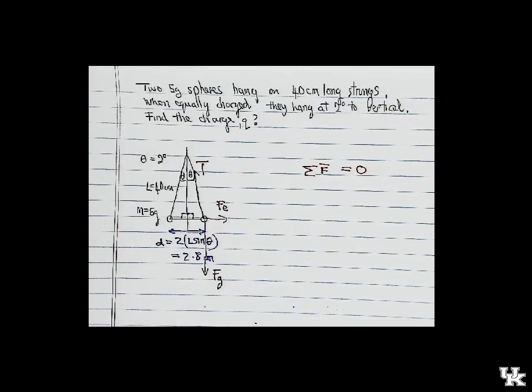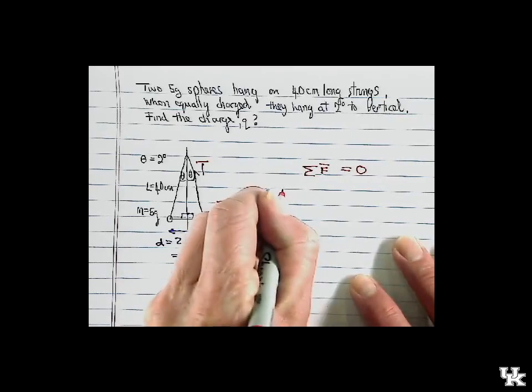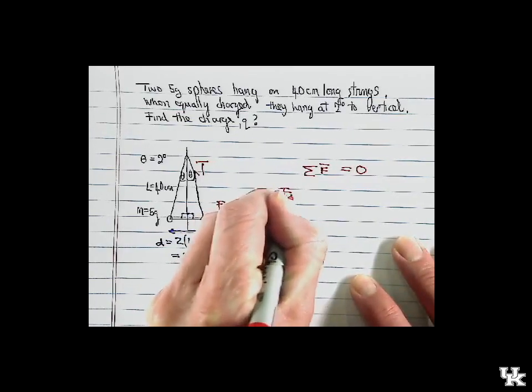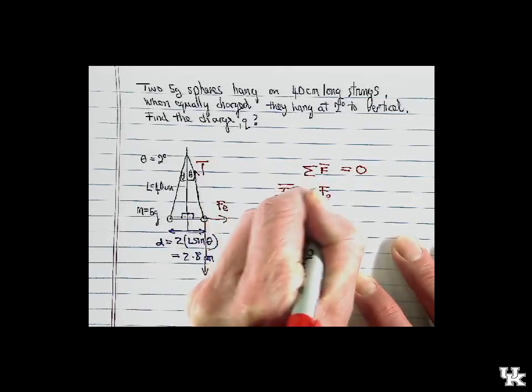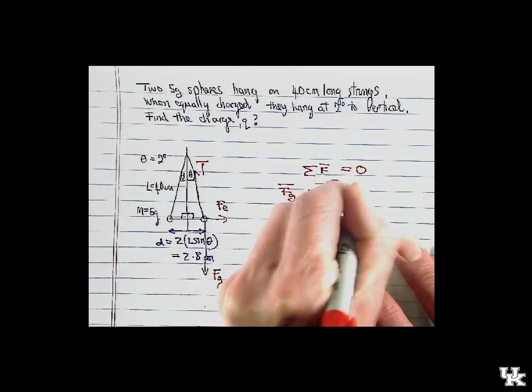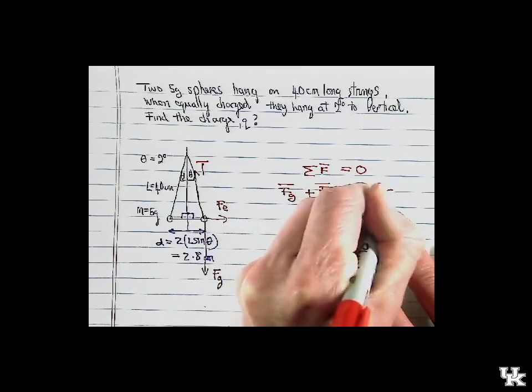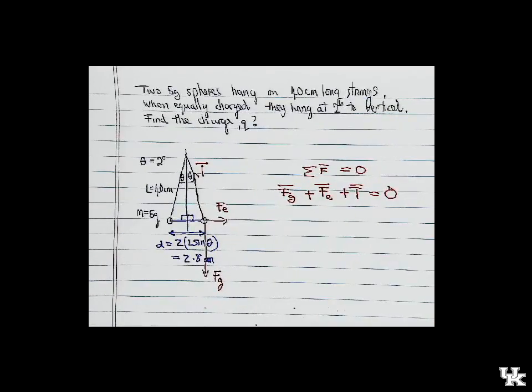I can then expand it a bit to my particular problem. In my particular problem, I've got a gravitational force, an electrical force, and a tension force. Those are the 3 forces acting on the ball, and those 3 add up to 0. So this is now getting more specific. It's where I'm building in the idea of what forces I have in my particular situation. Okay, so that's really my starting point.